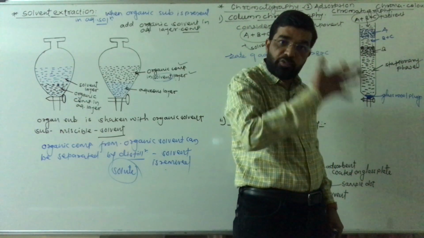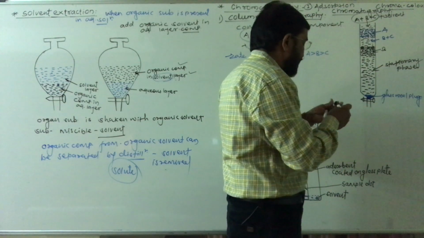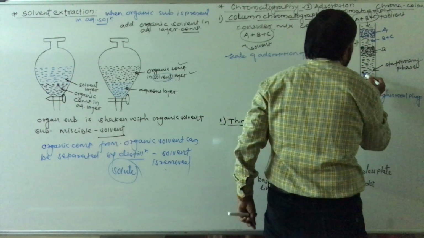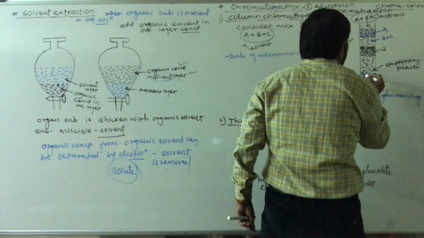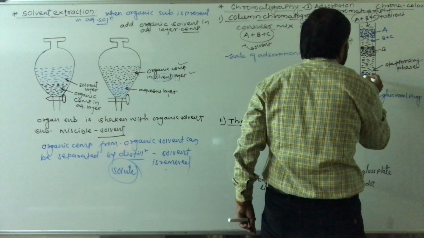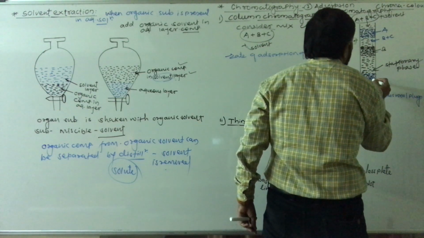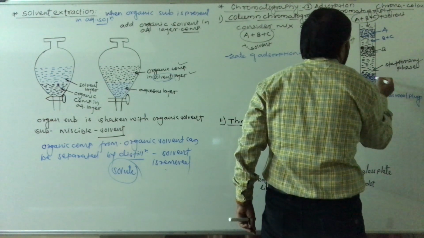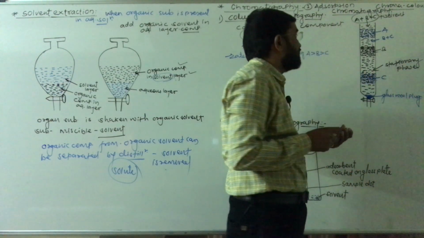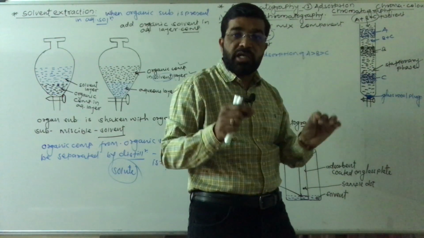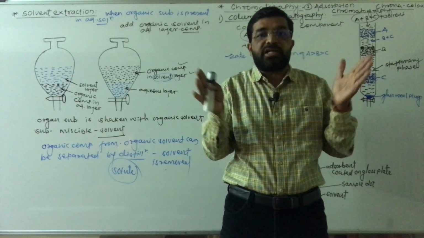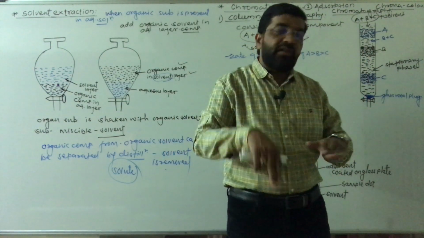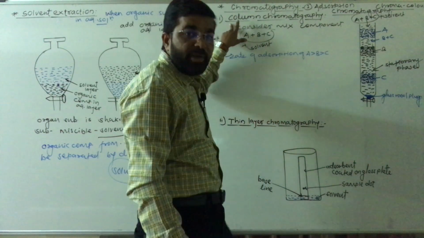Now C goes down the column, and while going down, suppose from this point adsorption starts, and within this portion the C totally gets adsorbed. And you see here, there were 3 components in the mixture, and those 3 components present in the mixture are separated by this column chromatography. How?